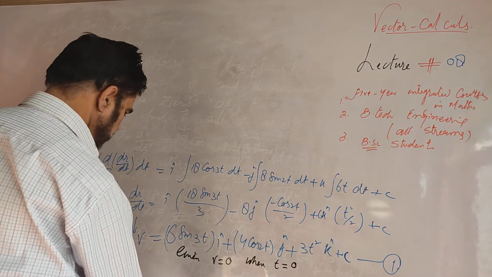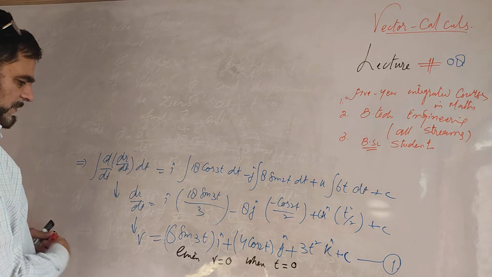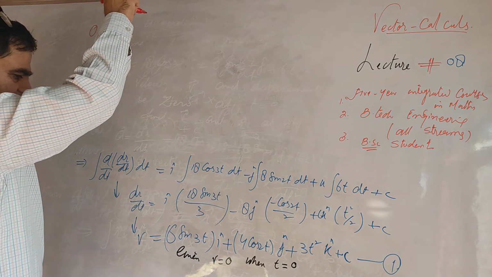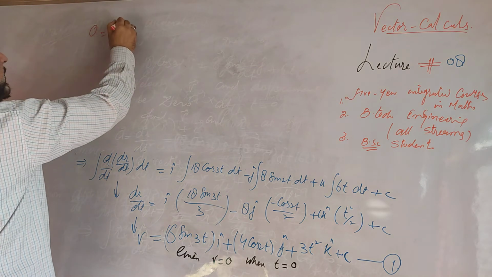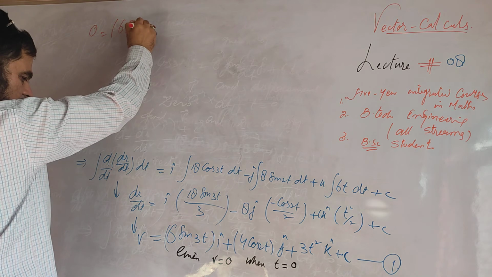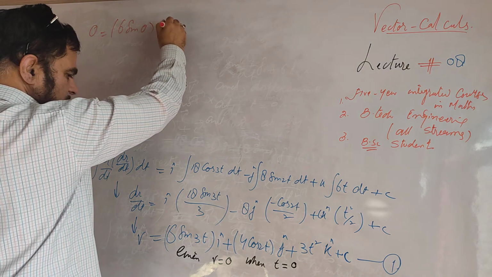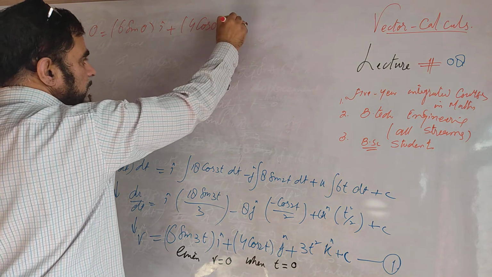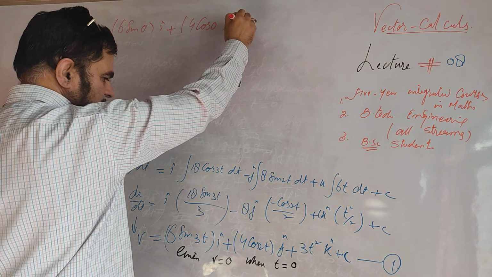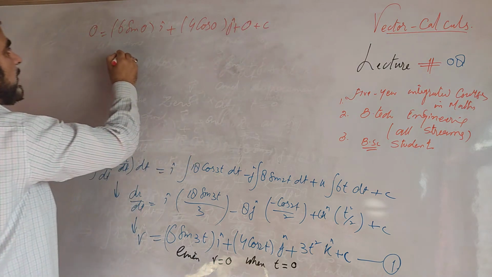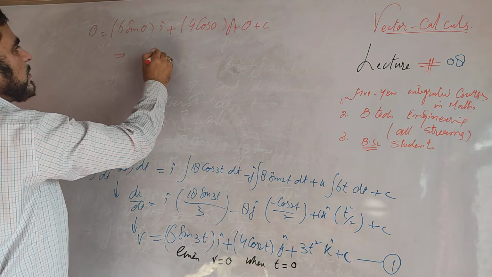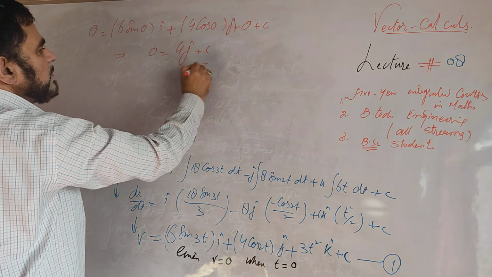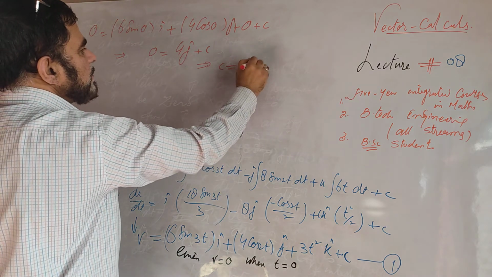Okay, this is your V0, b becomes 0, equal to t is 0. This is 6 times sine 0 i, then it is 4 cos 0 j, then it is t is 0 plus c. What does this give? It is 0, sine 0 is 0, cos 0 is 1. It is 4j plus c. That means you get c a vector. C is minus 4j.